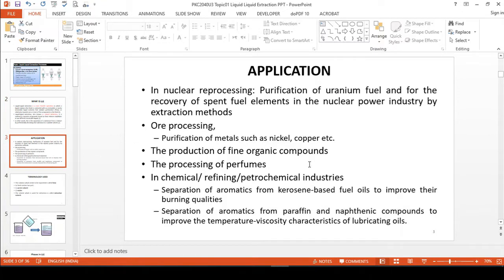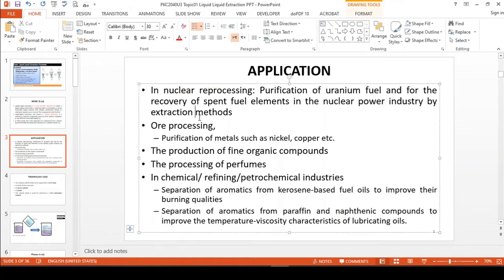As far as the application is concerned, it is a very useful process in so many industries. For example, in nuclear processing, it is very useful for the purification of uranium. In ore processing, it can be used for the purification of metals such as nickel, and in the production of fine organic compounds, in the production of perfumes. In refinery and chemical processes, it is also useful for the removal of aromatics from kerosene based oil, and also for the separation of aromatics from paraffins and naphthenes. So overall, it is one of the very useful processes in the industry.